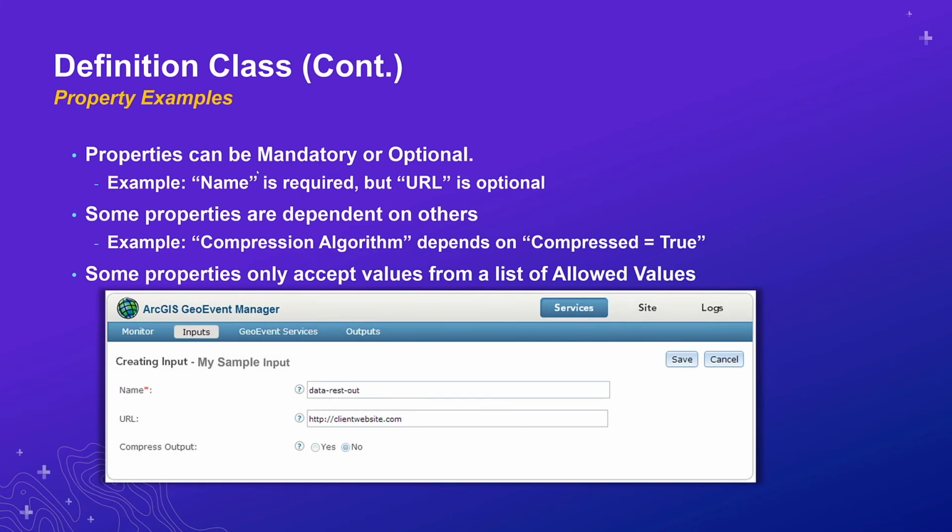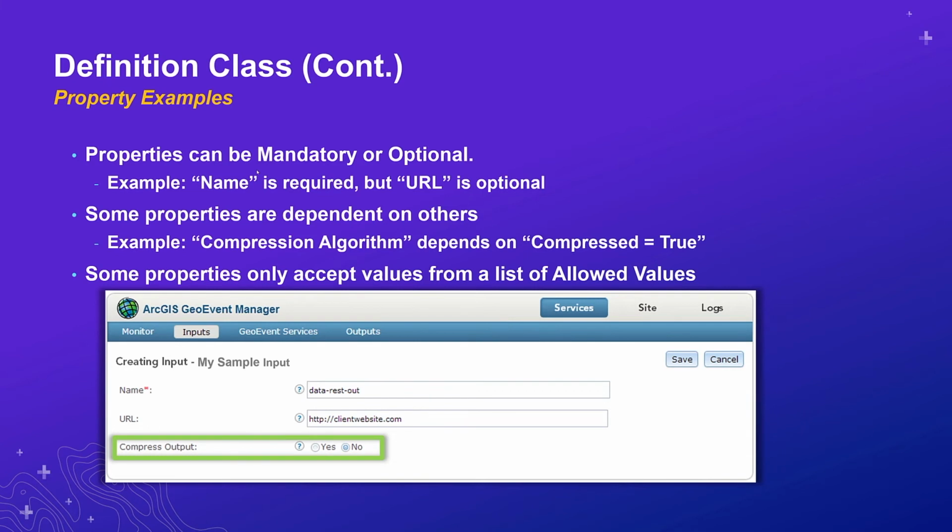There's a few other functions that can be achieved through the properties. So one of the things that a property can do is to set itself to be mandatory, as the name is here. You see the red asterisk there indicating that the user must enter that data. Or optional, such as the URL here. So the user does not have to enter a URL into this text box in order to save this input.